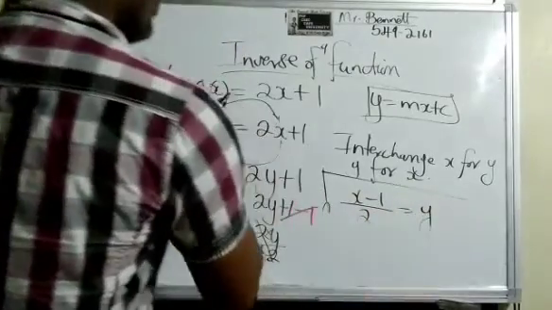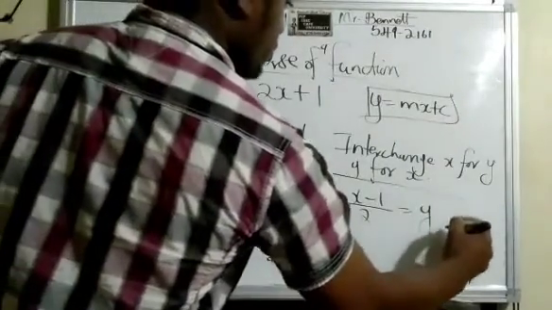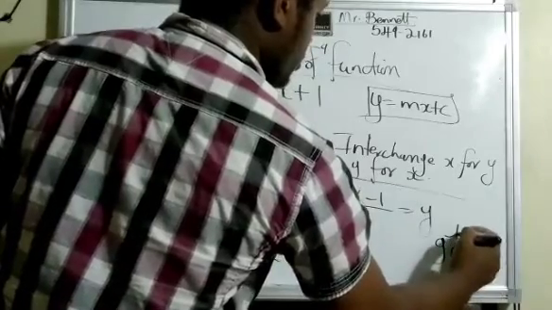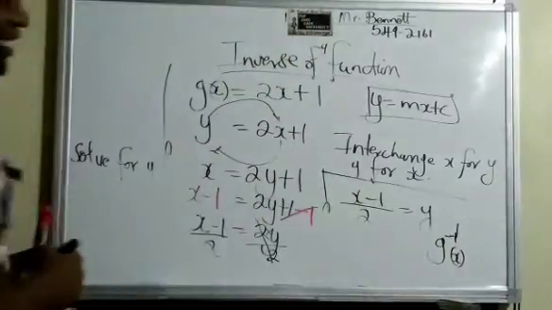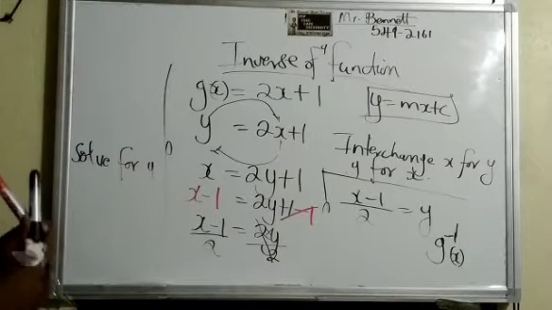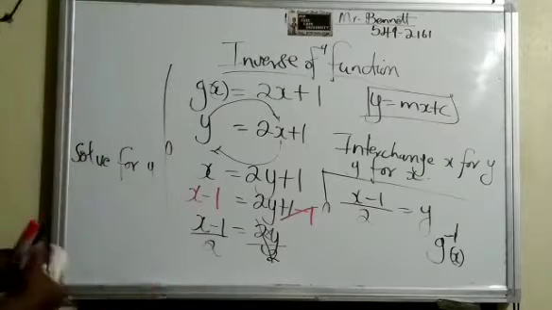And remember, the inverse is written like this, with a g and a little negative 1 at the top, to show that it's the inverse. Alright guys, now I want you to try this one and leave the answer in the comment section.